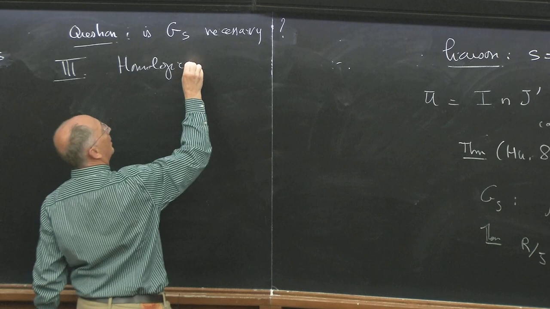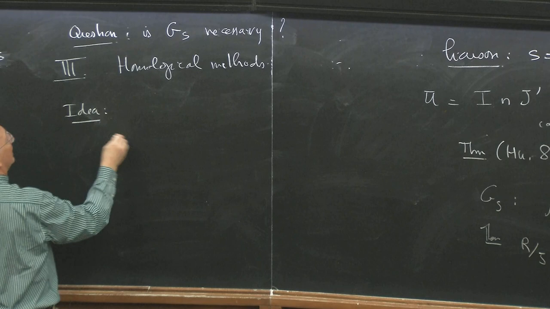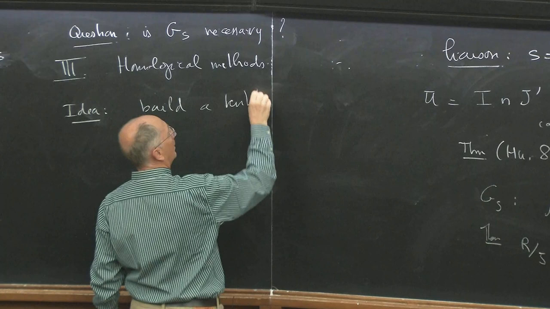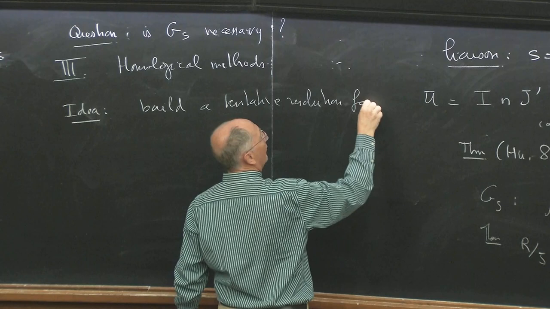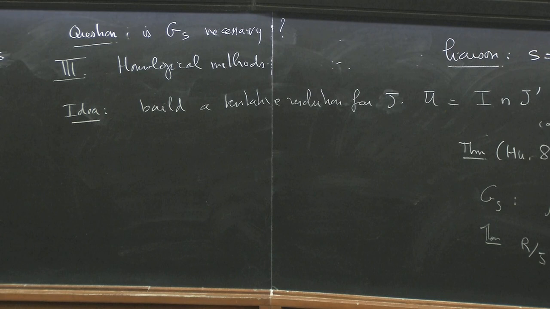Okay. And, well, the idea is to build a tentative resolution for the ideal J, for the residual. Okay, so we have done something like that with the bound in the good cases. So in the case, for instance, where I is a complete intersection, but even more generally, okay.